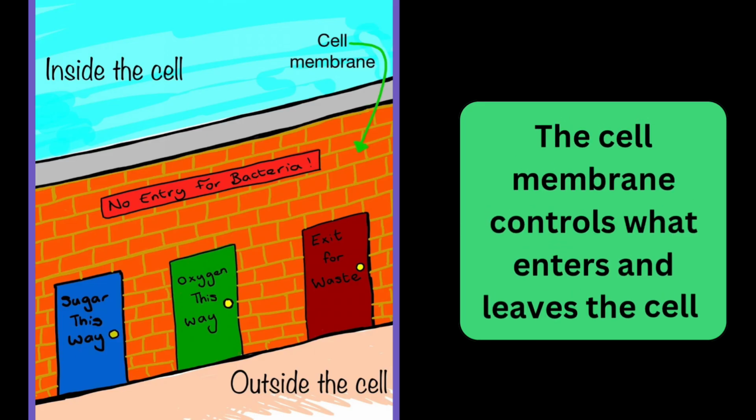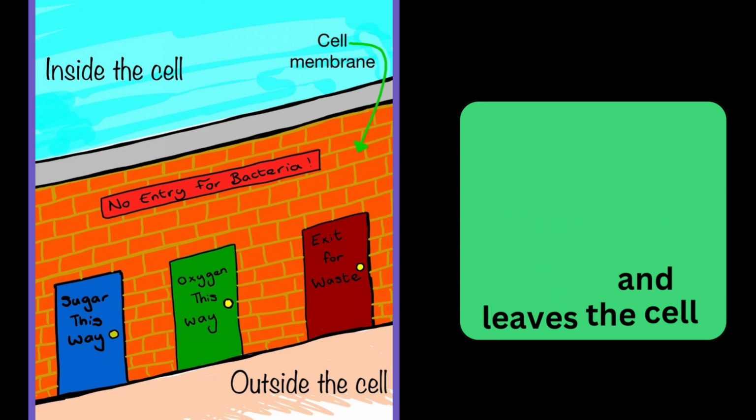So I've drawn this picture to try and help you imagine the cell membrane. So the cell membrane is like a wall. A lot of things can't get through it, but there's special passages to let certain things through. So this cell membrane will let sugar in and oxygen in through special passages, and there's also a special passage so that waste products can get out.